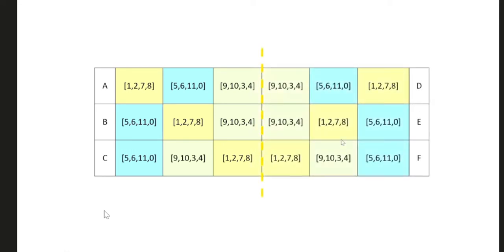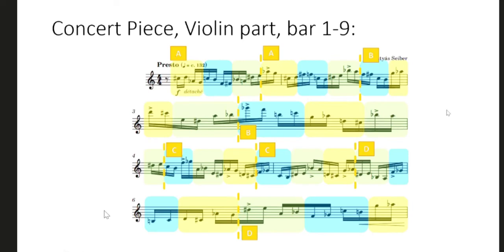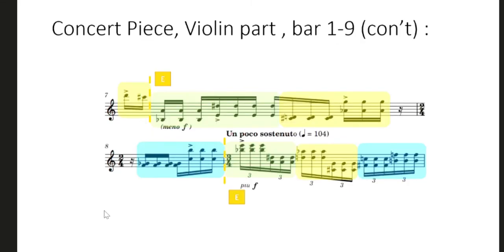Let's name them as group D, E, and F. Now, back to the score. In the first 8 bars, we have 2 group A's, followed by 2 group B's, then 2 group C's, 2 group D's, and 2 group E's.